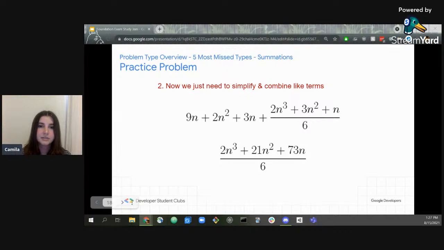At the end, we basically simplify everything and combine like terms until we have a pretty clear, clean closed form of that. Next slide.